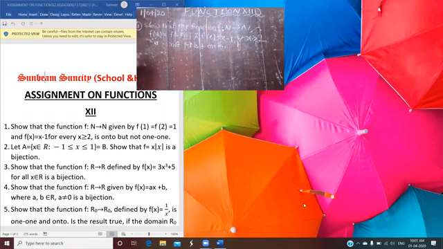So your first question is: the function f from N to N is given as f(1) = f(2) = 1 and f(x) = x - 1 for all x greater than or equal to 2. Show that it is not one-one but onto. So here you have to show that it is not one-one. At what condition can you say that a function is not one-one?